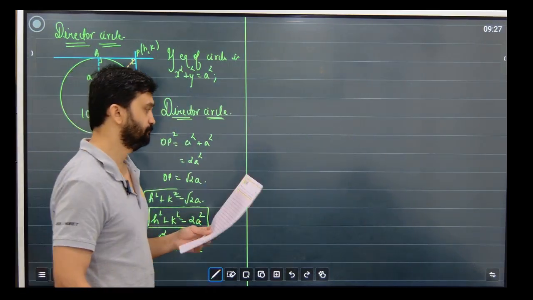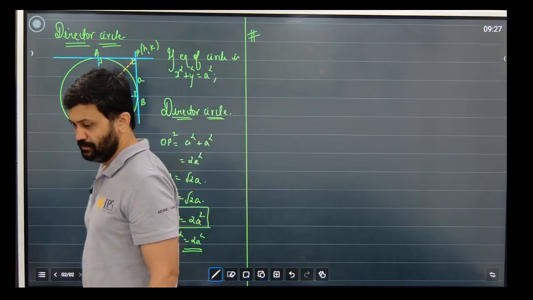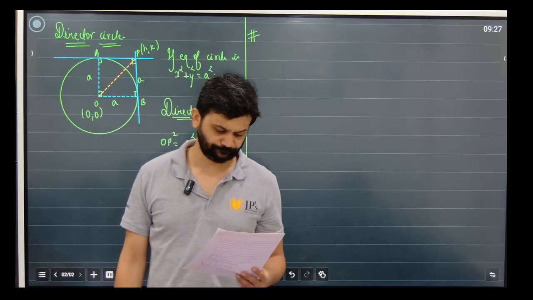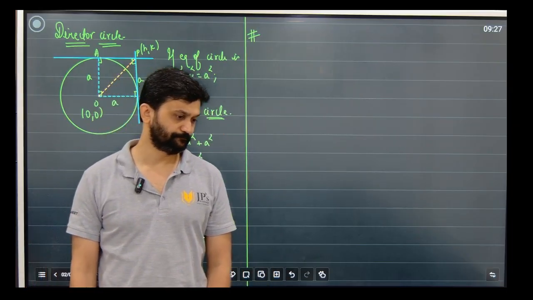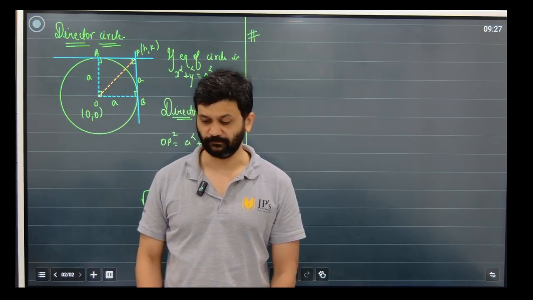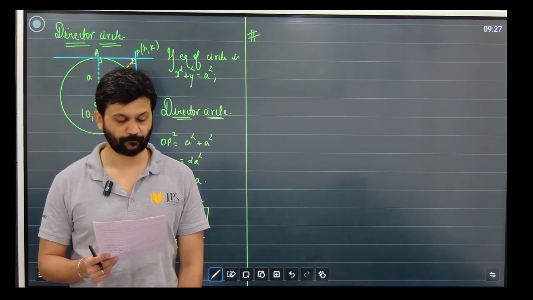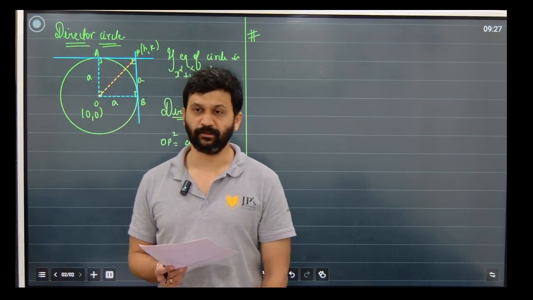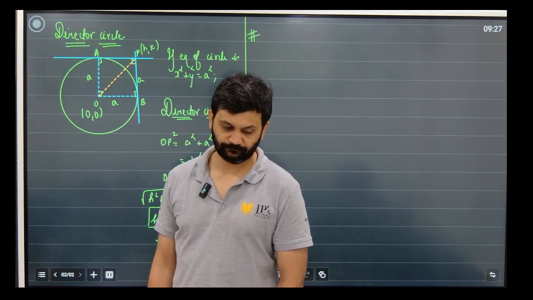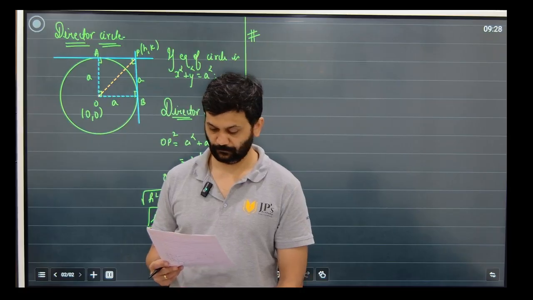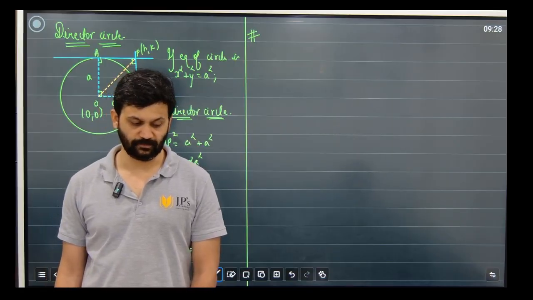In general, director circle of a circle is a concentric circle whose radius is root 2 times the radius of the given circle.